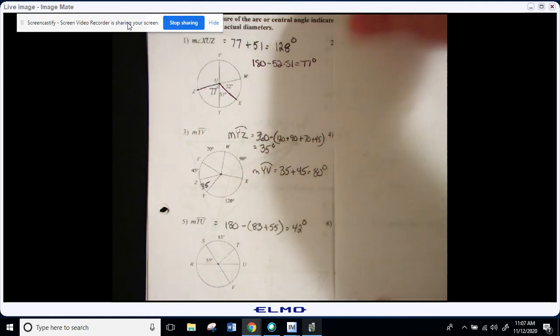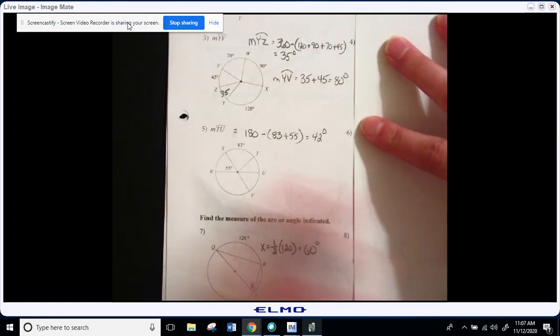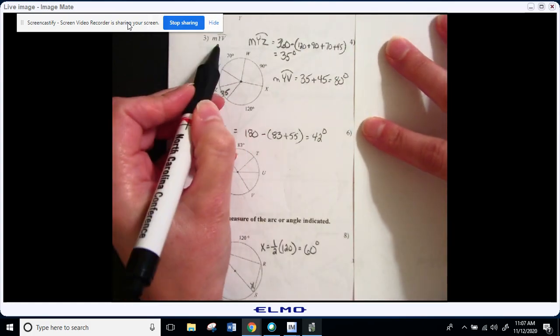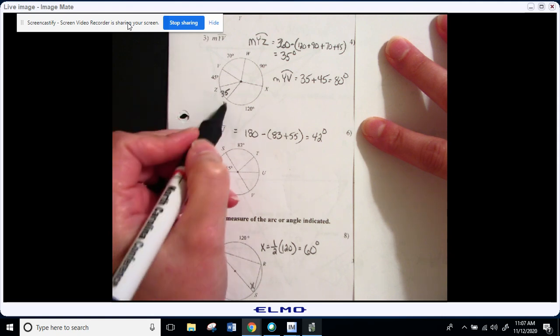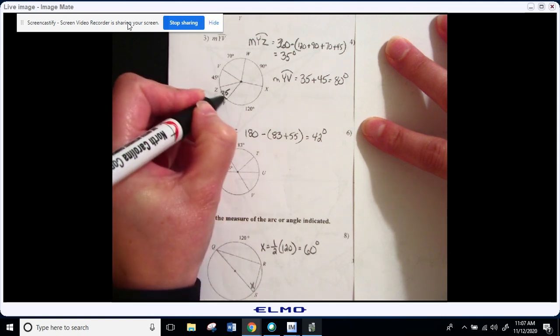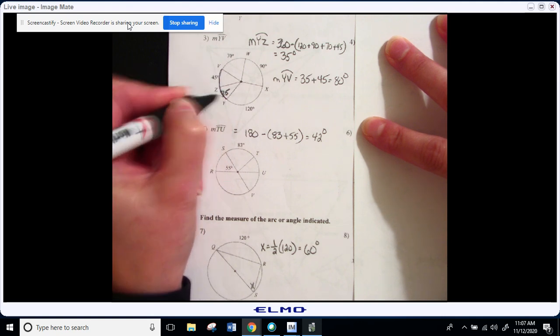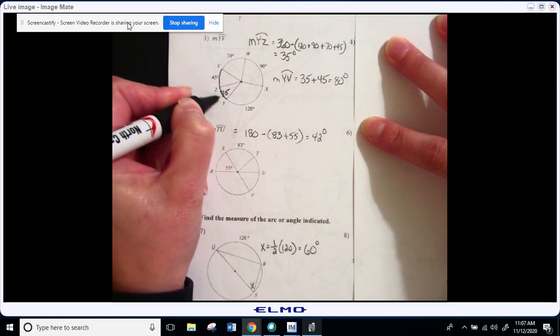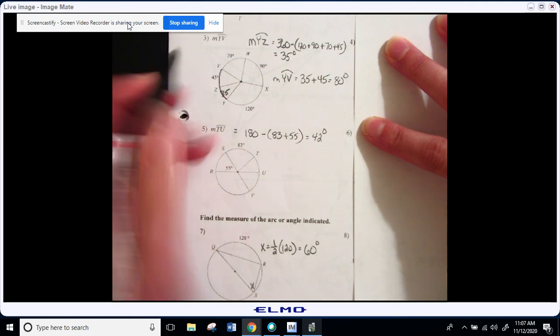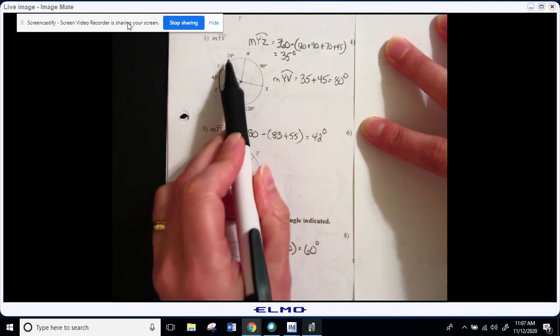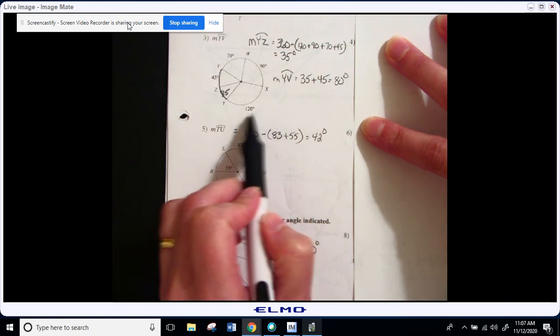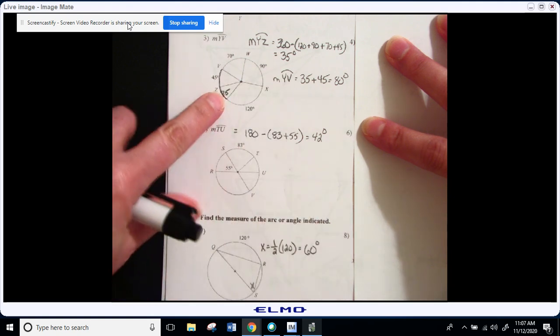For number 3, it wants the arc YV. From YV, this arc, I already know it's 45, but I need to figure out what this ZY is. Well, y'all, we got all these other arcs, 45, 70, 90, 120. We've got all the arcs except for this one.